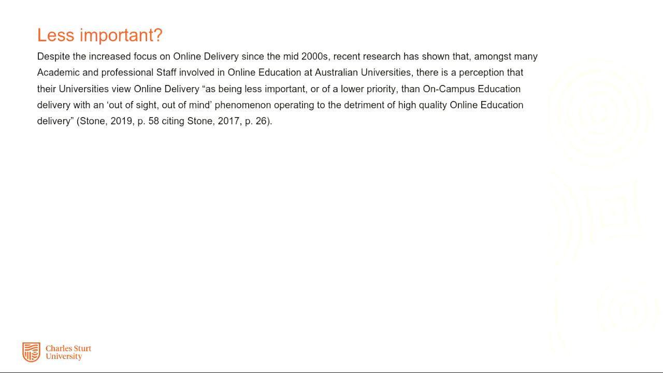So again, I'm referencing Kath Stone's work here, that quite often we talk about the online student as being considered, on campus or among universities, as less important or a lower priority. And the danger, of course, is out of sight, out of mind. So they're not face-to-face. We're not seeing them in the same way.